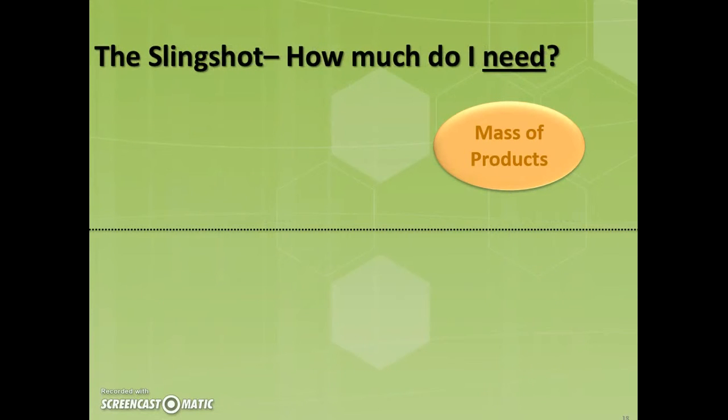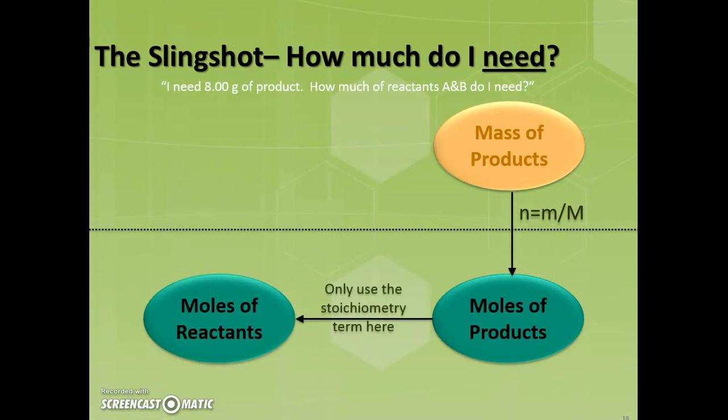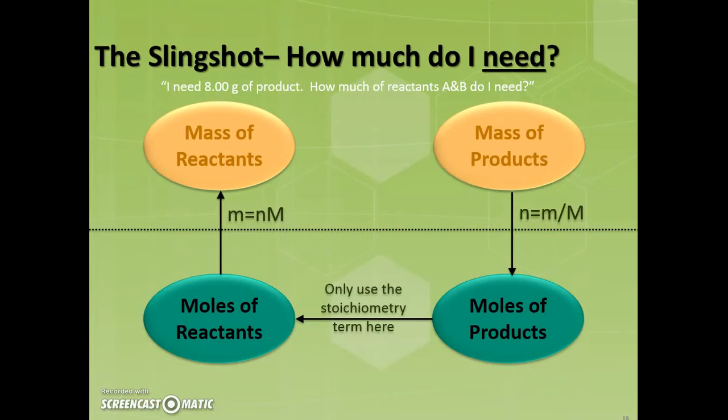So that's question 1. The next question is when we're given the mass of products. So I need to make 8 grams of product. How much of reactants A and B do I need? And we do the exact same thing. First off, we calculate the number of moles of product. Then we apply our stoichiometry term to get the moles of reactants. And finally, we again apply the molar mass, this time of the reactants, to get the mass of the reactants that we're going to weigh into our reaction flask.